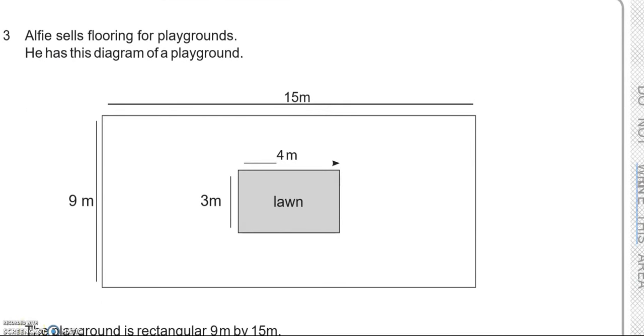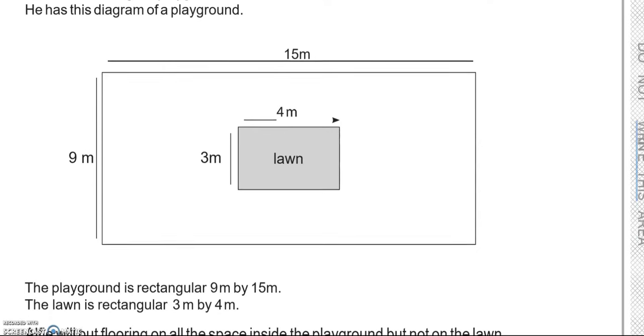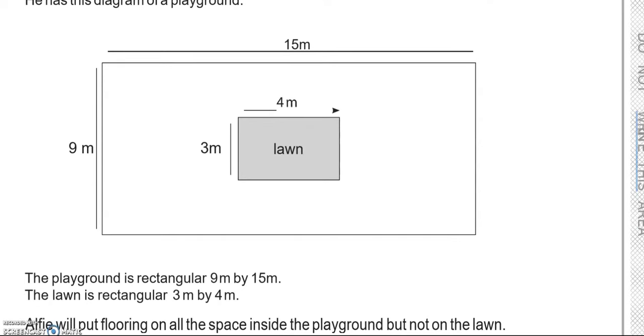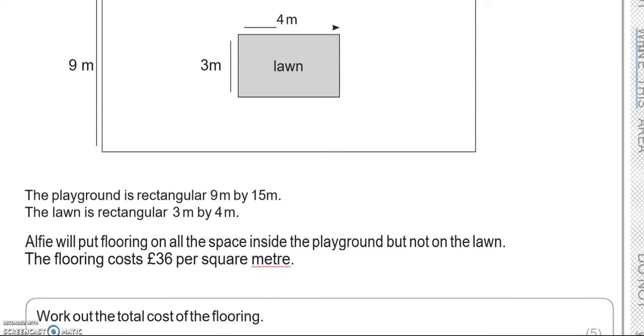Alfie sells flooring for playground. He has this diagram of a playground. The playground is rectangular 4 meters by 15 meters. The lawn is rectangular 3 meters by 4 meters. Alfie will put flooring on all the space inside the playground, but not on the lawn. The flooring costs £36 per square meter. Work out the total cost of the flooring.